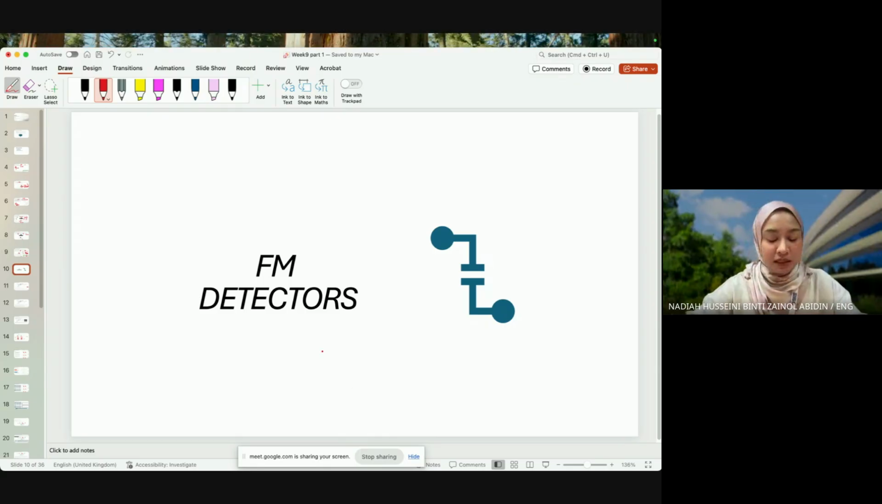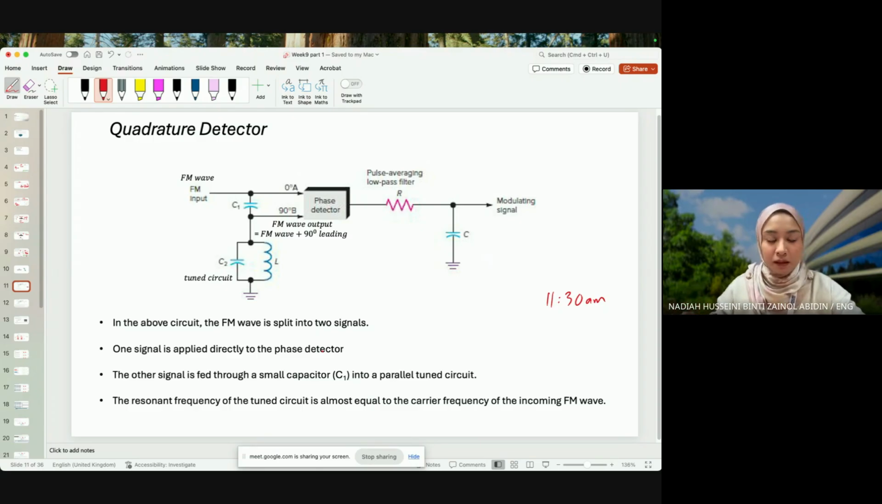11:30. Okay, let's continue. So now that we have done some exercises to get our brains working and you already got a break, let's try to focus for the next part. This is going to be on quadrature detector. First off, the word detector.